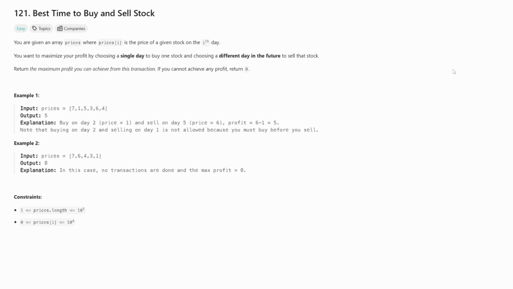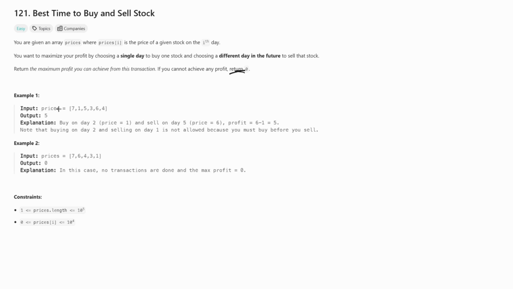So you're given an array of prices where prices[i] is the price of a given stock on that day. You want to maximize your profit by choosing a single day to buy one stock and choosing a different day in the future to sell that stock. And then you also want to return the maximum profit you can achieve from this transaction. If you could not achieve any profit, we're going to return 0.